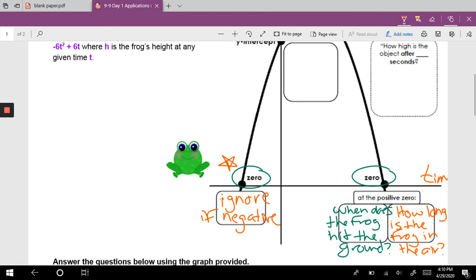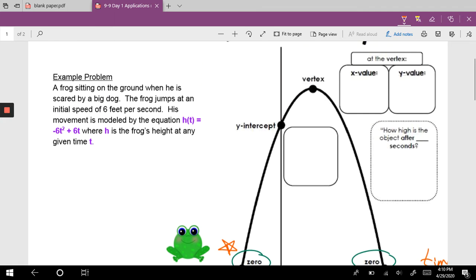Sometimes that left side zero will be at the origin. It'll be at 0, 0. And that's fine. We're not going to ignore that one. That means the frog was on the ground at time 0. So if you're asked, when does the frog hit the ground, or how long is the frog in the air, that's asking you for your x-intercepts. A lot of times you can just look at the graph, or in the coming days we'll talk about, what if I don't have a graph? What can I do to find those?